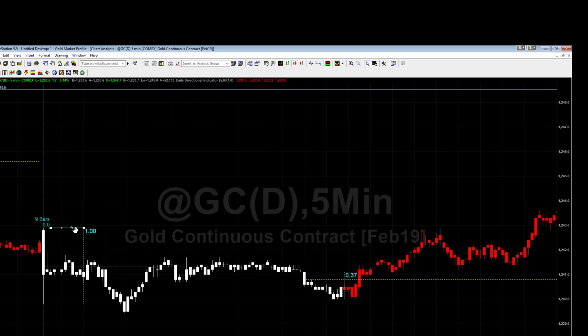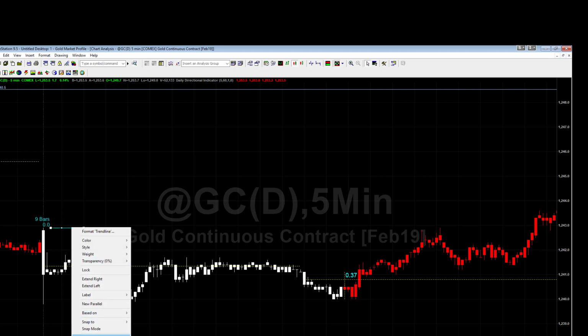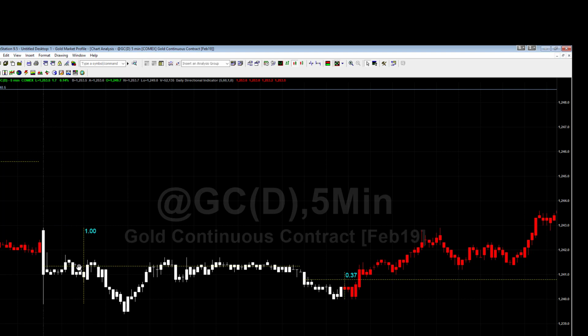And whatever that value comes out at, if it's a positive value, then that means that price is above that midpoint. If it's a negative value, then price is below that midpoint. So you can see we've got a 1 there. So that's telling us that we've got a positive value on our indicator, and we should be looking to go long.